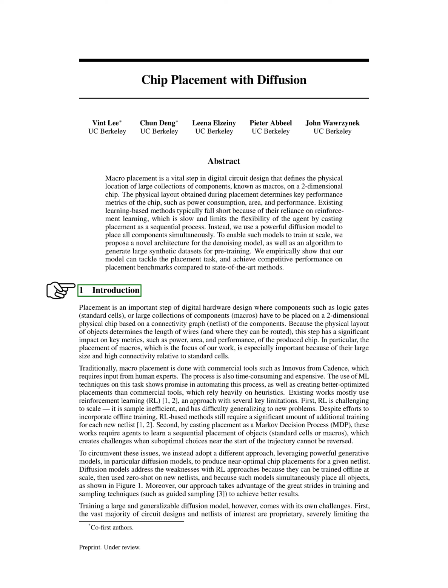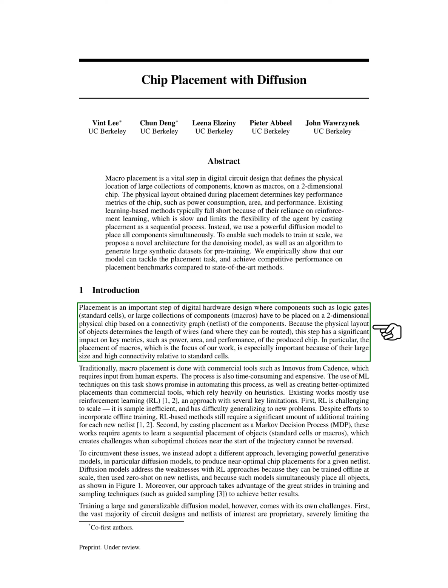Section: Introduction. In this section, we focus on the crucial step of placing components in digital hardware design. This placement involves arranging logic gates, standard cells, or larger groups of components, macros, on a 2D chip based on how they are connected in a netlist. The physical layout of these components impacts important metrics like power, area, and performance of the chip.